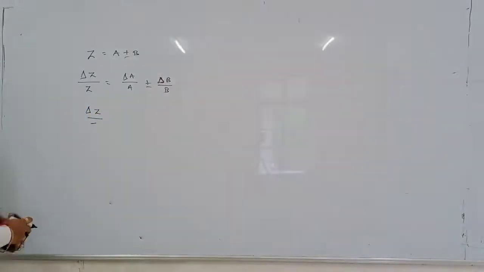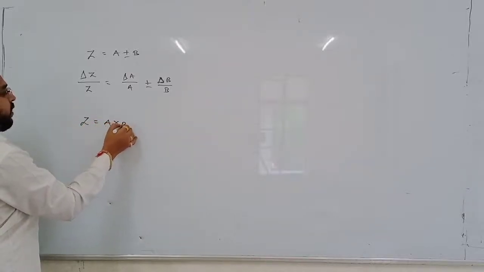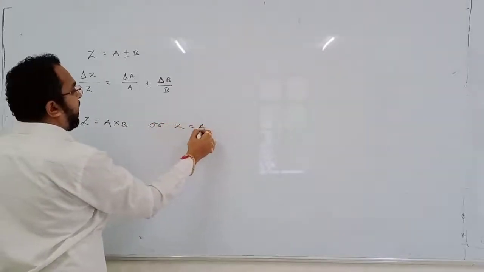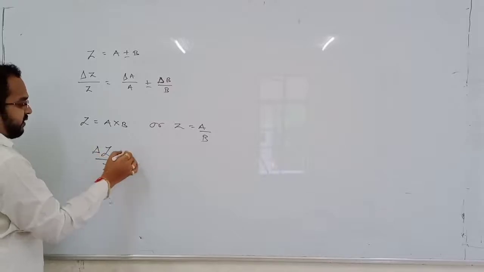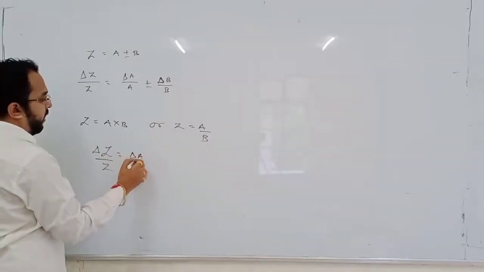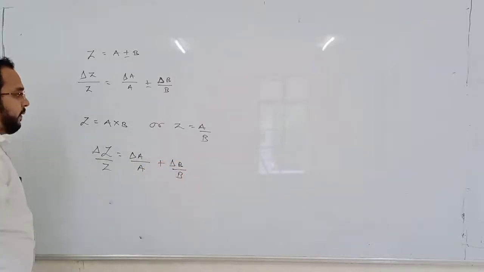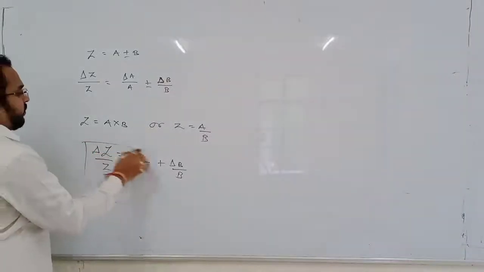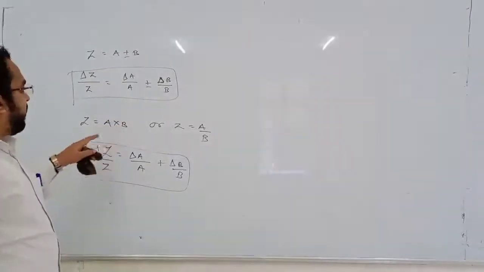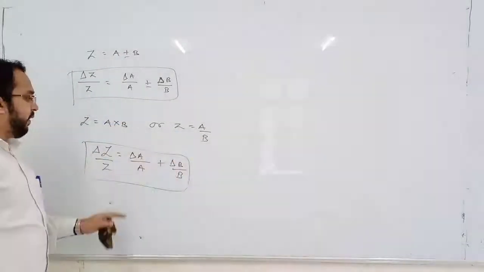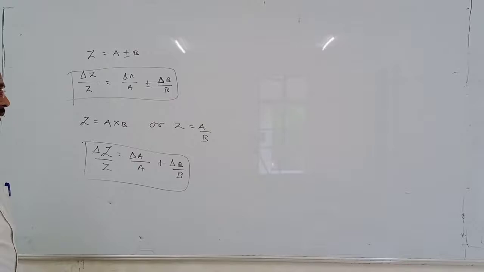Okay, now even if z is equal to a into b or z is equal to a divided by b, then also delta z upon z, error in z is equal to error in A plus error in B. Okay, make a note, very important. ठीक है, प्लस माइनस असू दे किंवा प्रोडक्ट असू दे किंवा डिव्हिजन असू दे, for everything the error in z is equal to error in A plus error in B.